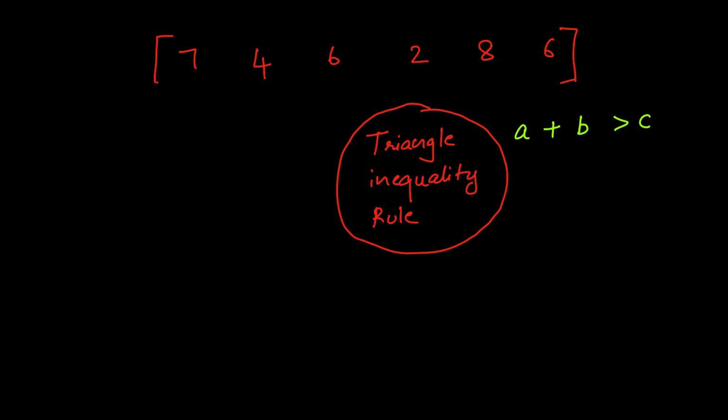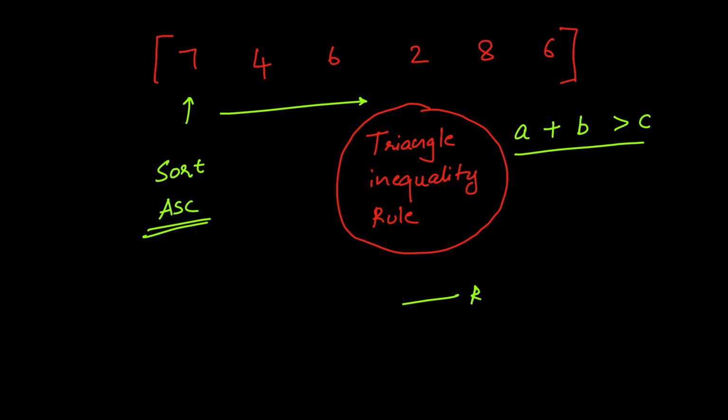Because the rule is that A plus B should be greater than C, instead of trying all possible combinations where the numbers are jumbled up and not in order, what if we first sort the entire array into ascending order and then try to apply the formula? If the entire collection is sorted in ascending order, we can be sure that the values on the right hand side of the sorted array will be greater than the values on the left hand side.